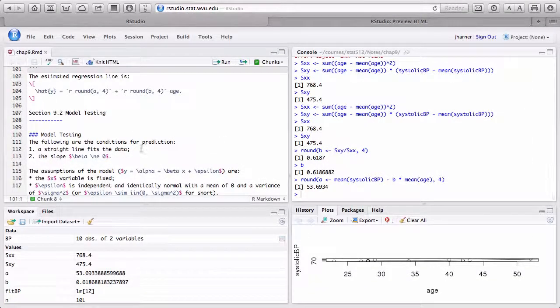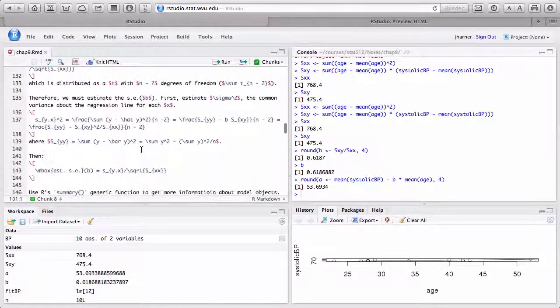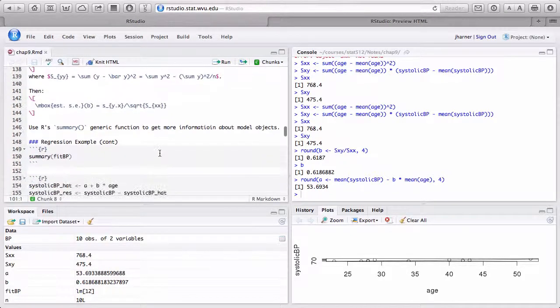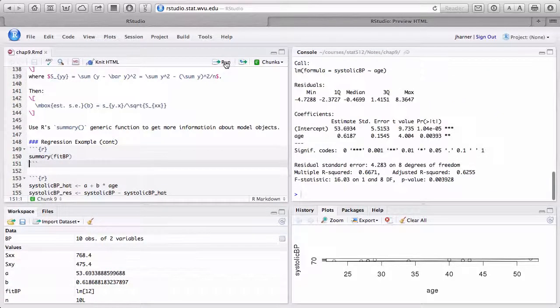So if I go down and look at summary, the summary of the fit: if I just put fit BP on the line, it gave me the regression coefficients, but it doesn't give me any more. So if I say summary of the fit BP, that gives a lot of stuff. It gives the formula. It actually gives something about the residuals. It gives the min, the max, the quartiles, and the median. So the median residual should be about 0.